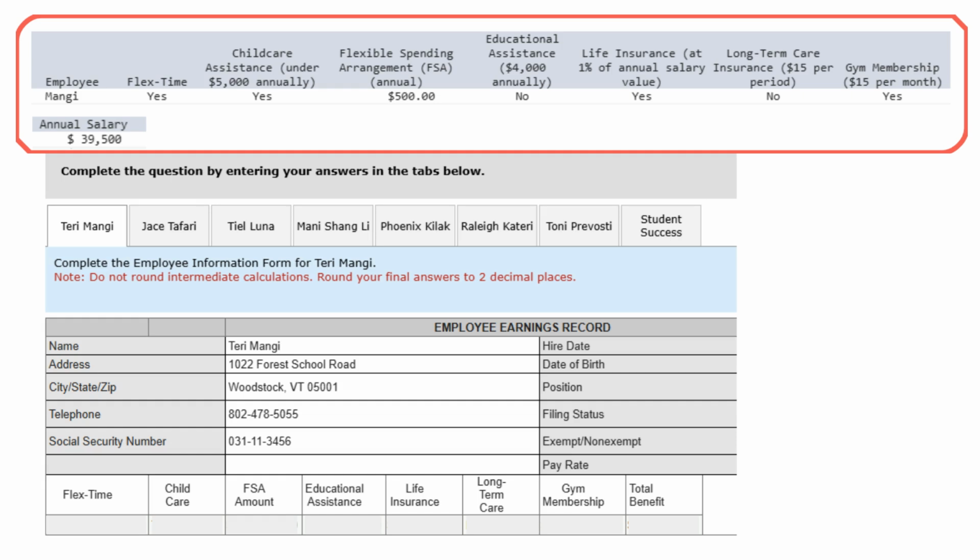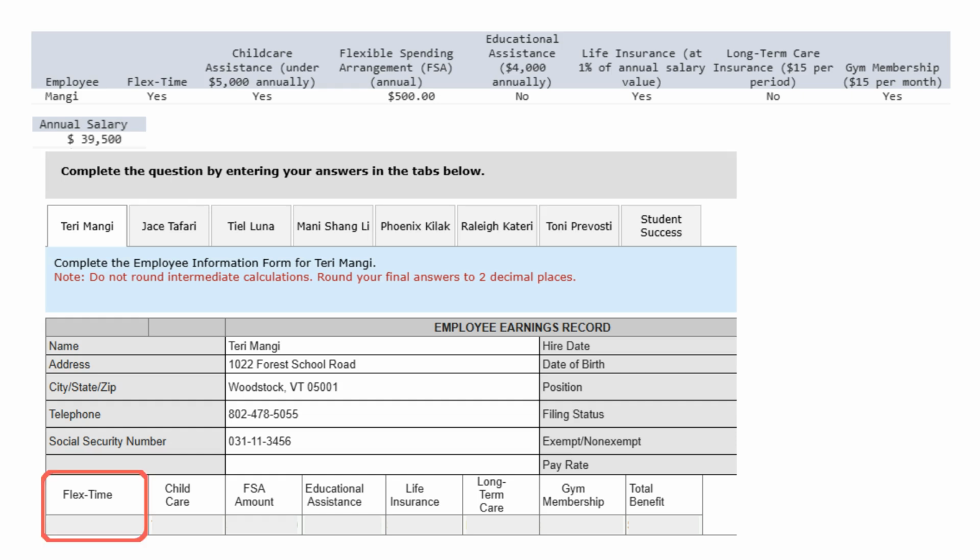The first box to fill in is flex time. The benefit election table tells us that Terry elected flex time and that means we choose a yes from the drop-down list in this box. Terry also elected child care assistance and we also pick yes for this next field.